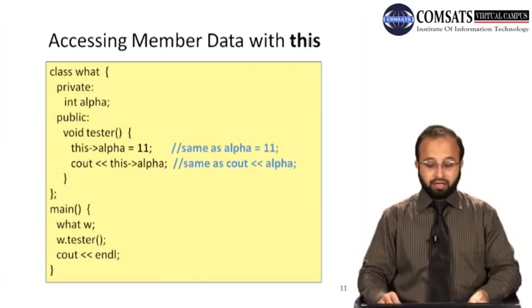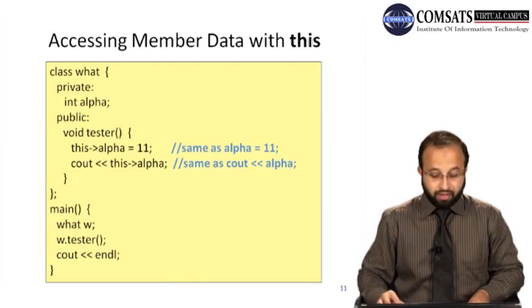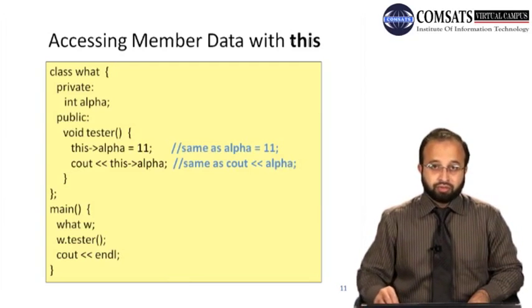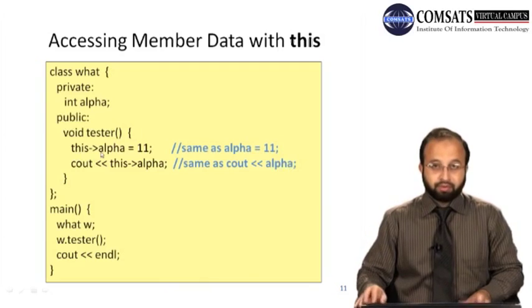If you don't use this, you can simply write alpha is equal to 11 and in cout just write alpha, that works perfectly fine because implicitly the compiler will use this with it, and if you use it explicitly then it won't add it again. So in the main function we create an object W and then we call the function W dot tester.